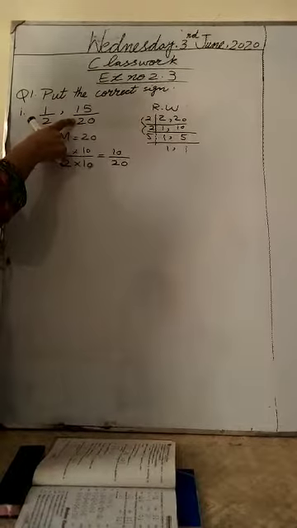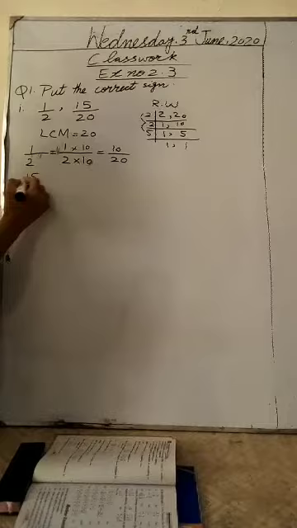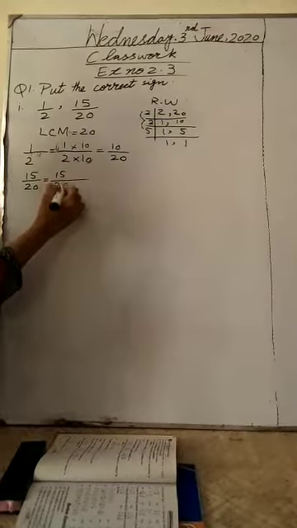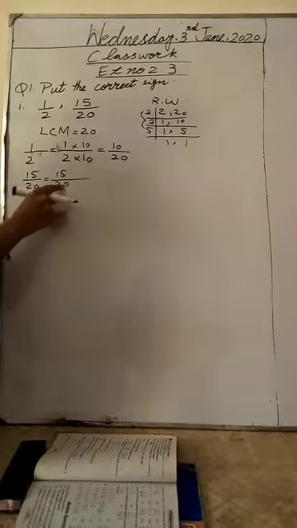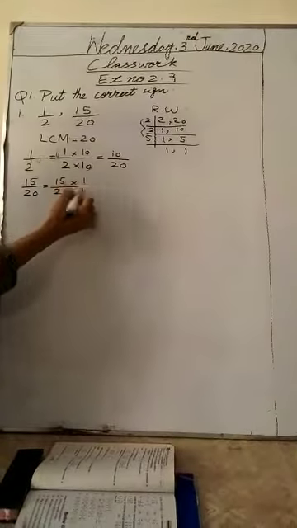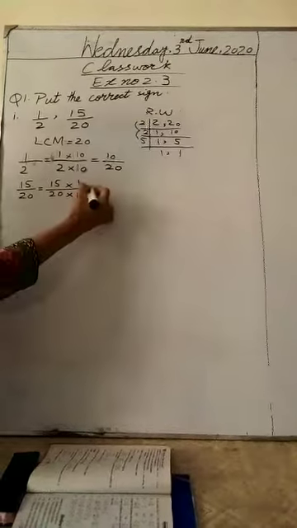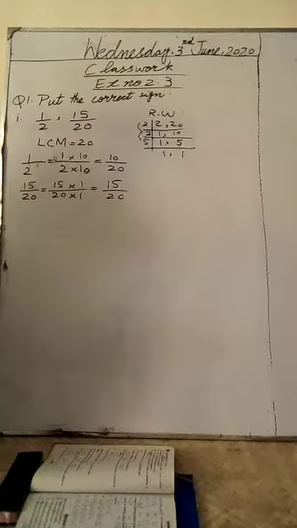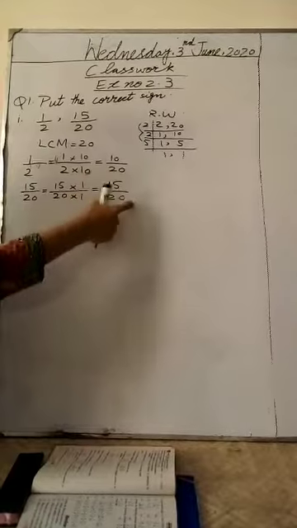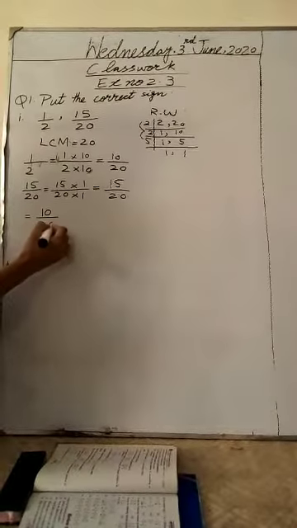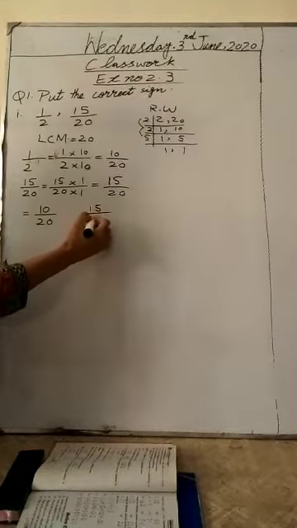Now take your second value, 15 over 20. 20 multiplied by which number to become 20? 1. So we need to multiply in the numerator also. Now 15 ones are 15 and 20 ones are 20. Now write your new values with the equality sign: 10 over 20 and 15 over 20.